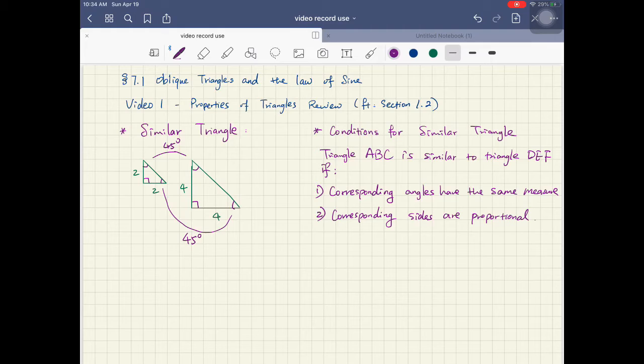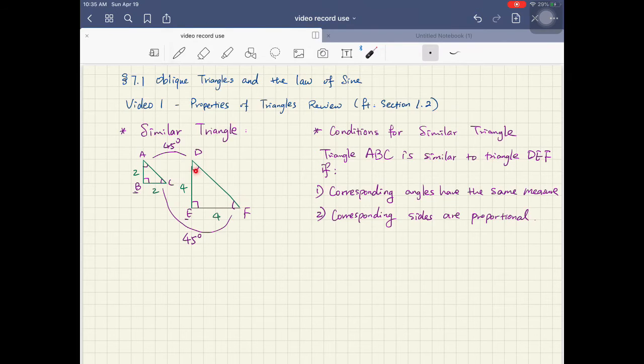Okay, so we're also talking about the conditions of similar triangles. If I have two triangles, ABC and DEF, for example, this is my labeling. If the two triangles are similar, that tells me the corresponding angles must have the same measurement. So angle B corresponds to angle E, and those two are the same angle, 90 degrees.